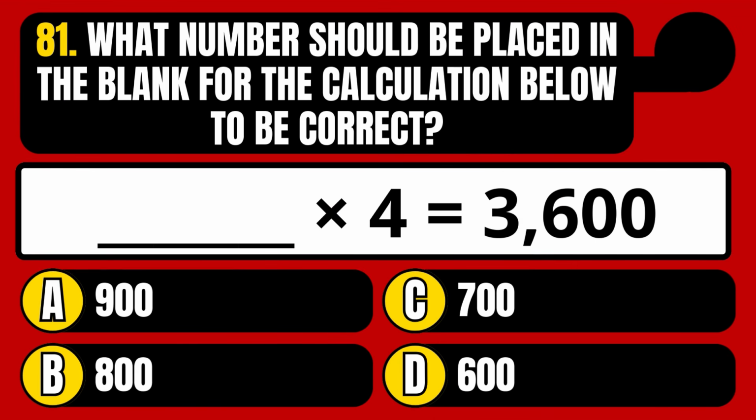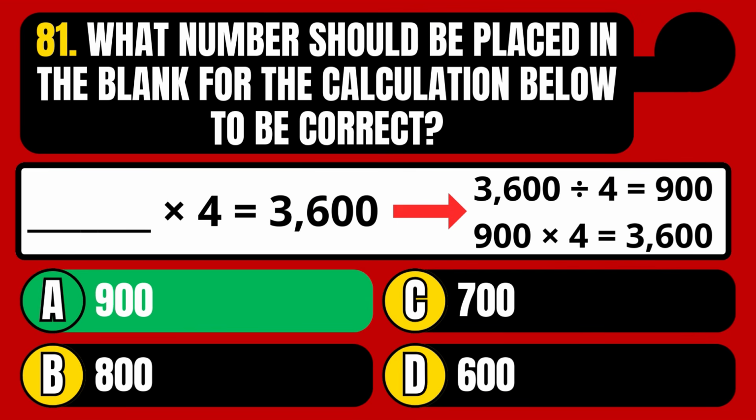What number should be placed in the blank for the calculation below to be correct? 900, 800, 700, or 600? The correct answer is option A, 900.